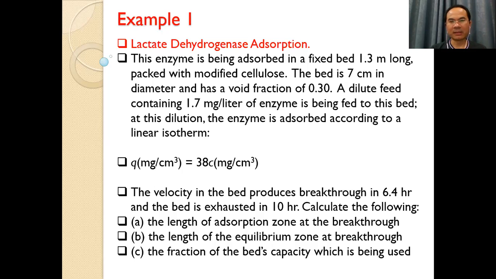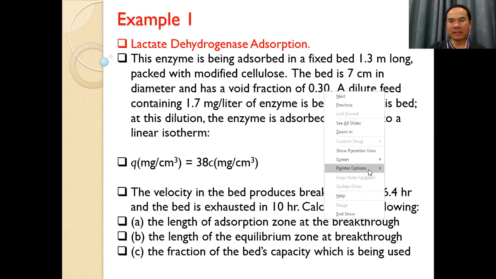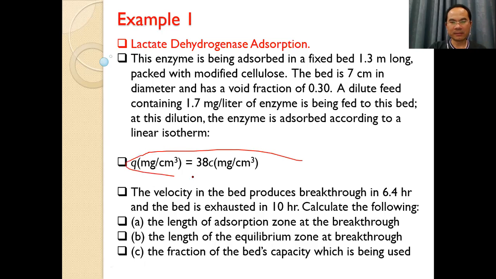At this dilution, the enzyme is adsorbed according to a linear isotherm. For this case, we assume the isotherm, the relationship between the amount of solute adsorbed on the adsorbent at equilibrium and the amount of solute in the liquid solution, is expressed by this relationship.